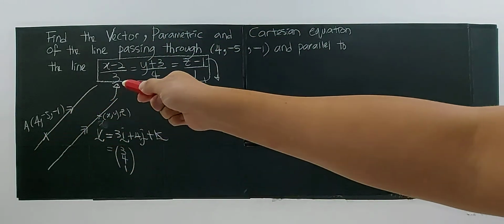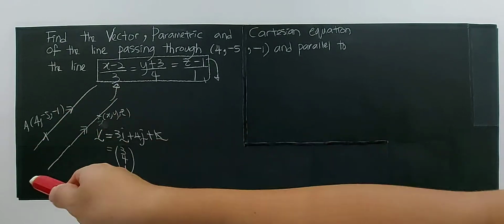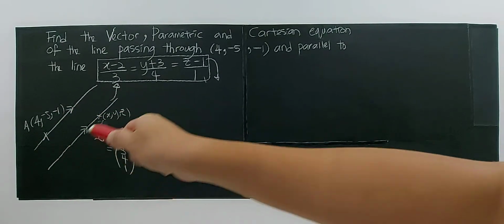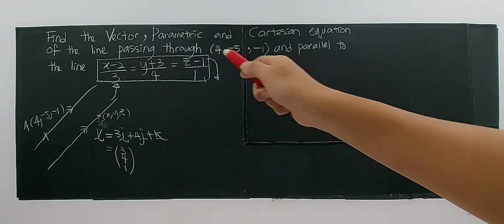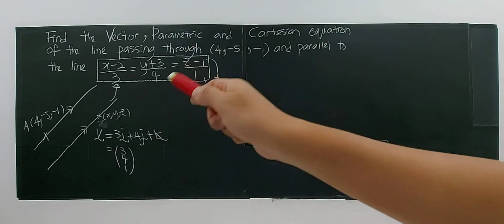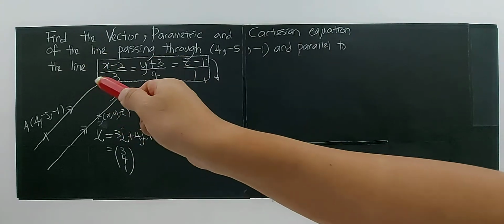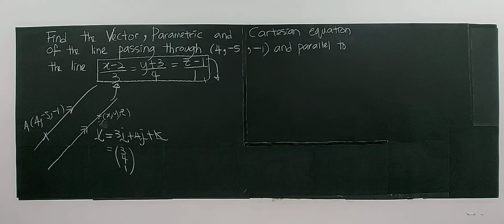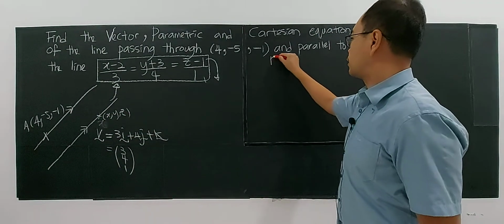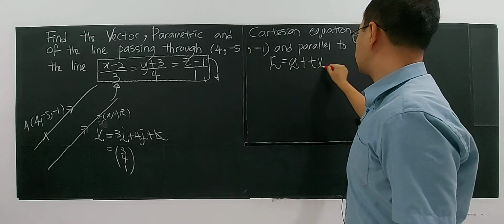You want to find the equation of this line. You know that there is a point, and you know that this line is parallel to another line. You convert that into a vector equation, and from it you get the direction of the line, which of course will be the direction of this line also, because they are parallel. So now again we apply the formula r equals a plus tv.